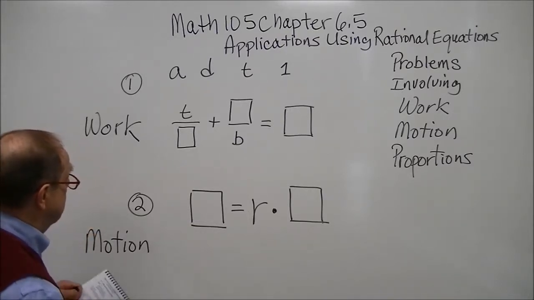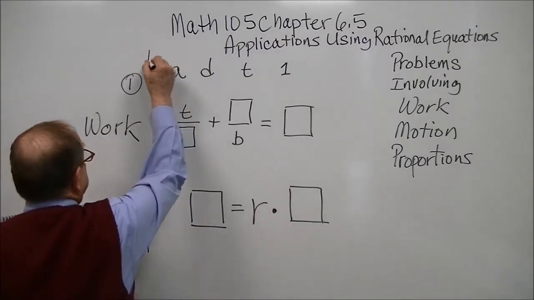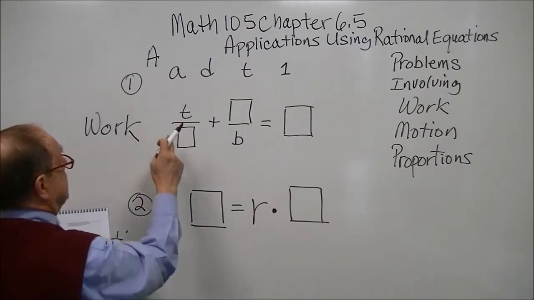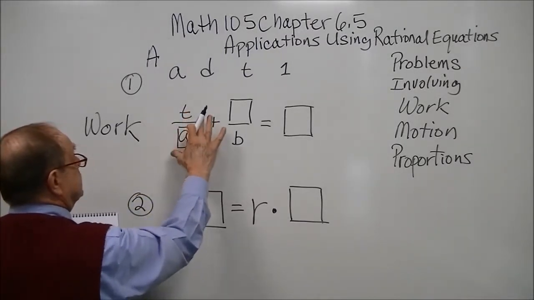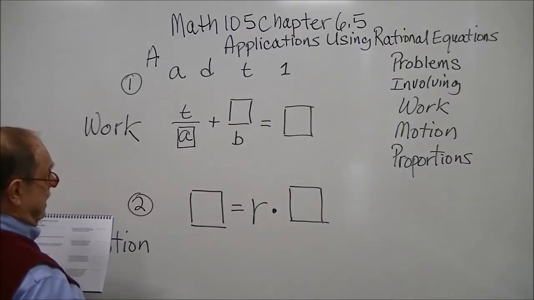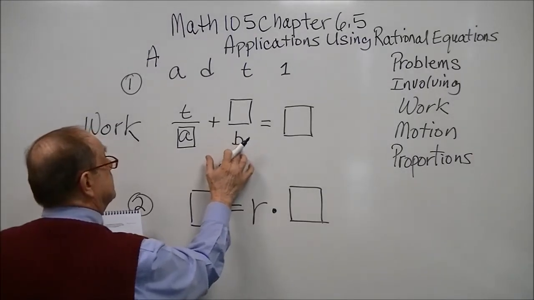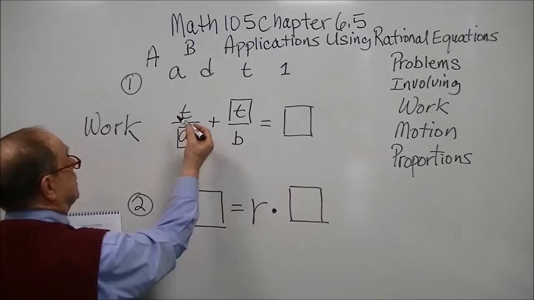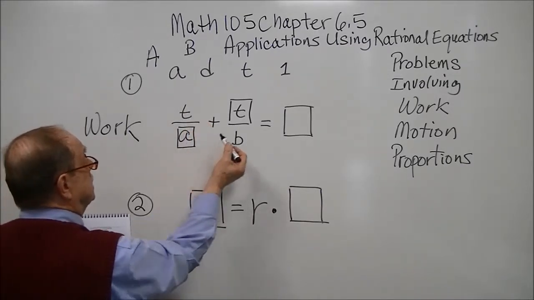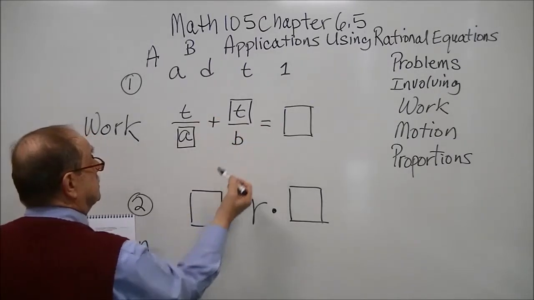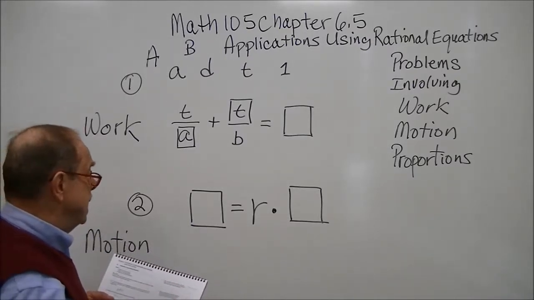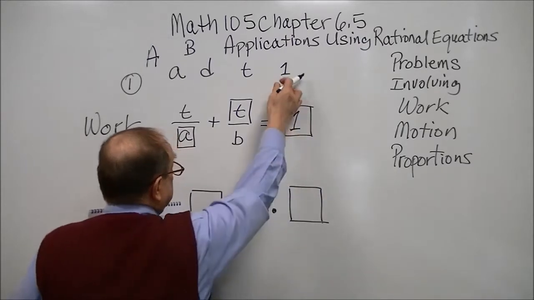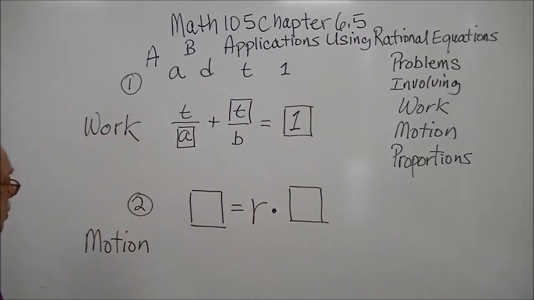So, if our first person is capital A, and they can get a job done in this amount of time, then this time over A is that person's rate. And if this person gets the job done in this amount of time, that would be person B, then we would put a T there. So this unknown time to their particular rate, which is the same time for this particular rate. And here's where the concept comes in that working together, they're going to get the job done in 1 unit, or 1. So this is the basic work formula.